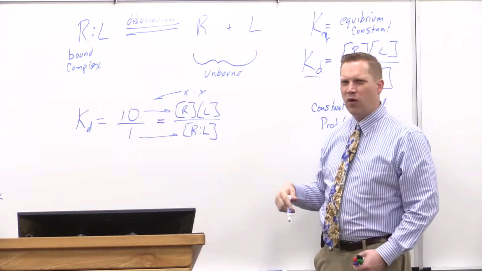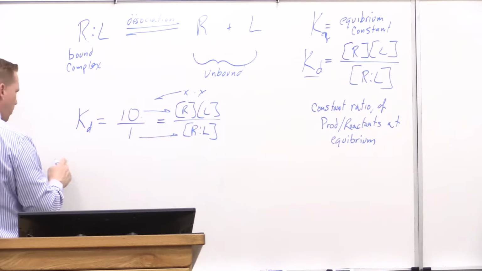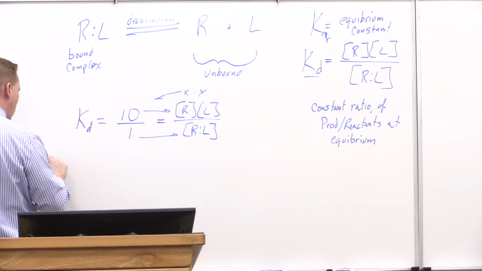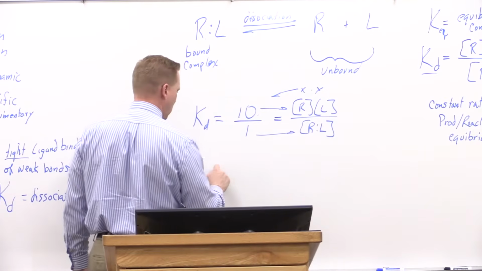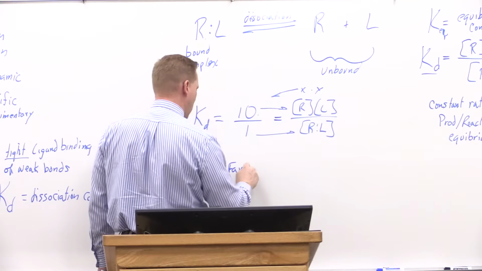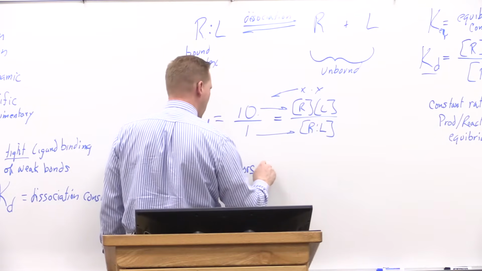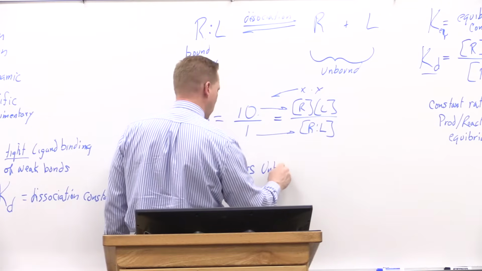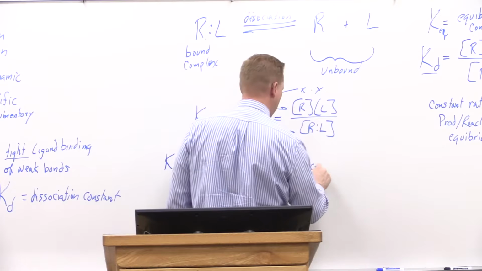And so this is a generalization that we can make: a Kd greater than 1 favors the unbound receptor.